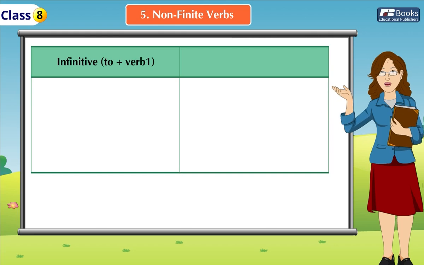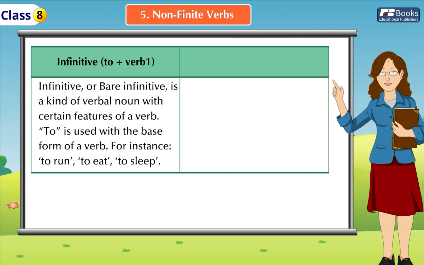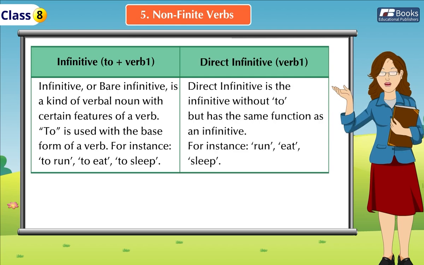Infinitive, to plus verb. Infinitive or bare infinitive is a kind of verbal noun with certain features of a verb. To is used with the base form of a verb. For instance, to run, to eat, to sleep. Direct infinitive, verb first form. Direct infinitive is the infinitive without to, but has the same function as an infinitive. For instance, run, eat, sleep.